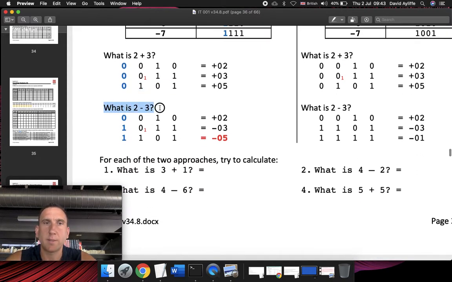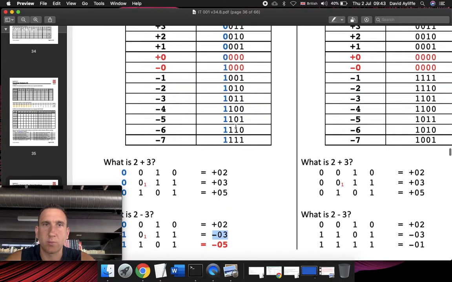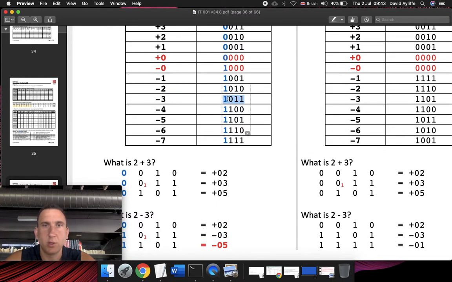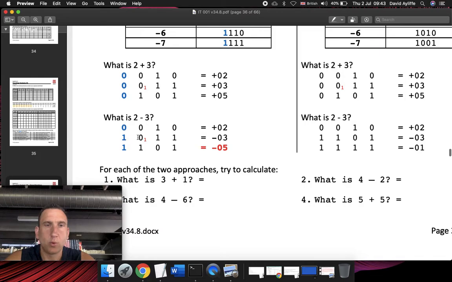Now, what about this? What about 2 minus 3? So this is plus 2. Now, minus 3. Yes, we want minus 3. So we take minus 3 from here: 1, 0, 1, 1. And now we're just going to add these numbers together, because this is minus 3 and this is plus 2. We can just do a simple addition on these. So 0 plus 1 is 1. 1 and 1 is 2, so 0 carry 1. 0 and 0 and 1.